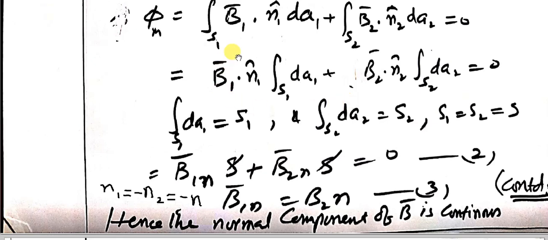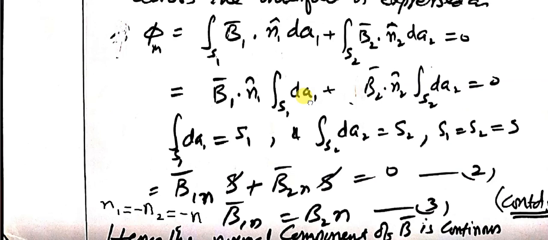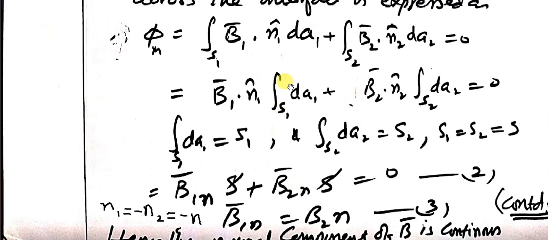Since, for one particular instance, B1 is constant, B2 is constant, and similarly N1 and N2 are also constant, the only changing thing is the area element, which is a small area element on the big surface S1 or S2. So we take the integral inside. The surface integral of dA1 gives the total surface area of that cylindrical surface, and similarly dA2 for S2. Since this is a uniform pillbox cylinder, S1 is equal to S2 is equal to S.